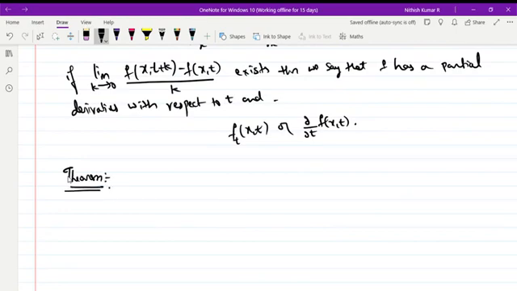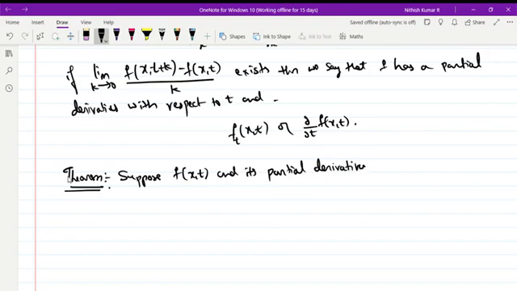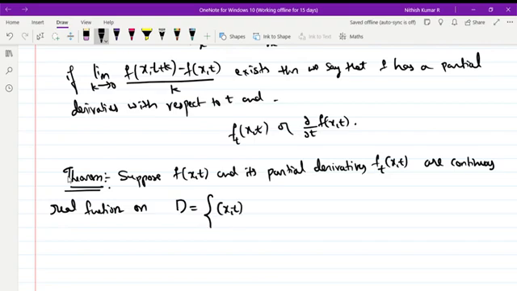Okay, suppose f of x comma t and its partial derivative f suffix t of x comma t are continuous real functions on the closed rectangle D, that is nothing but the ordered pairs (x, t) such that a is less than or equal to x less than or equal to b, c less than or equal to t less than or equal to d.